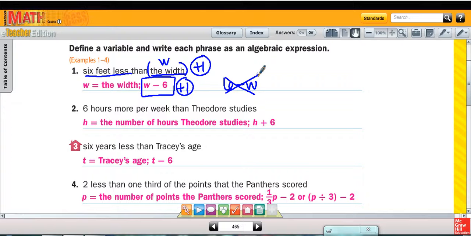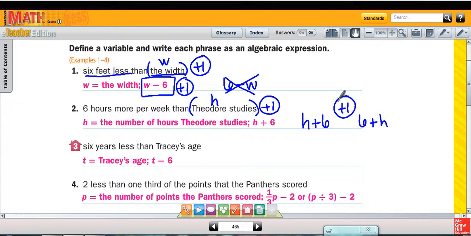Going on to number 2, let's identify our variable. So our unknown in this problem was the number of hours that Theodore studies. Okay, so hours that Theodore studies, maybe used H. You could use any variable you choose, but that's worth a point. And it said 6 hours more per week. So you could have H plus 6 would be the best one, but because addition is commutative, 6 plus H would also work. Again, it doesn't have to be H, but it needs to be some type of variable there.